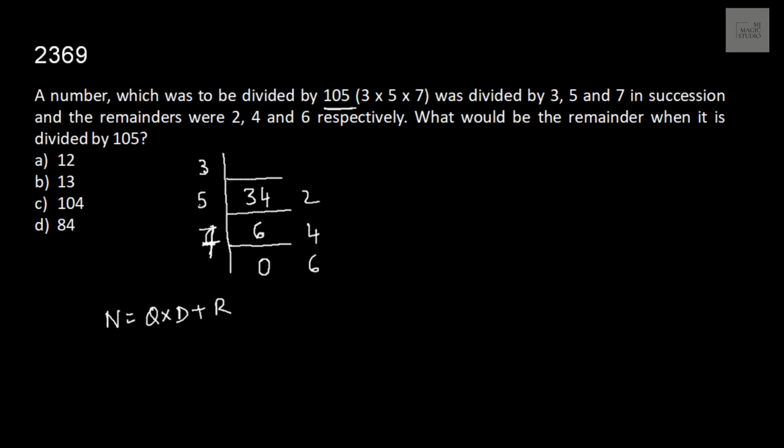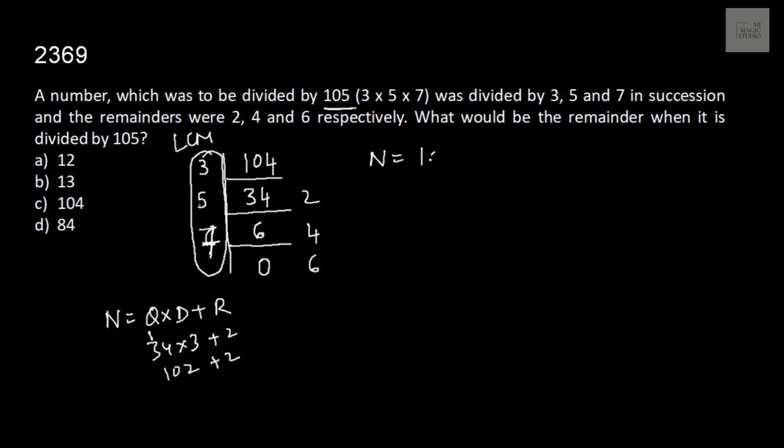Now again, when a number is divided by 3, quotient is 34 and remainder is 2. So 102 plus 2, that is 104. That means the smallest of such number is 104. So the pattern of these numbers would be, what is the LCM of 3, 5 and 7? LCM of 3, 5 and 7 is 105. Then the number pattern is 105x plus 104.